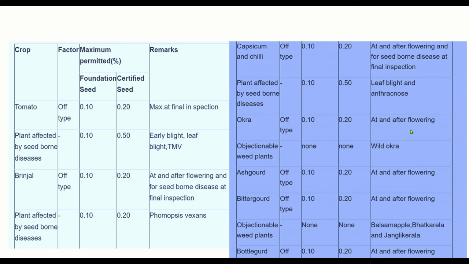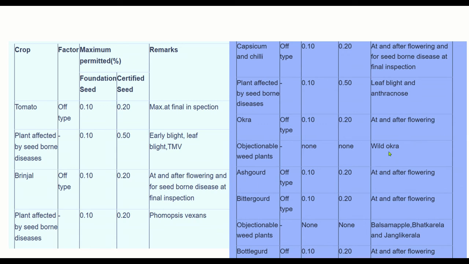And for okra, 0.1% for foundation seed and 0.2% for certified seed of off type. And usually field inspection is done for off type at and after flowering. For okra we have objectionable weeds. Although there are no standards given here, the removal of wild okra from the crop plants is advisable, because once it gets mixed, it is a dangerous seed mixture in the seed lot.